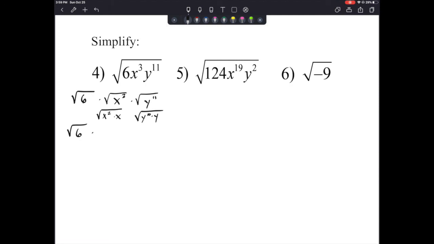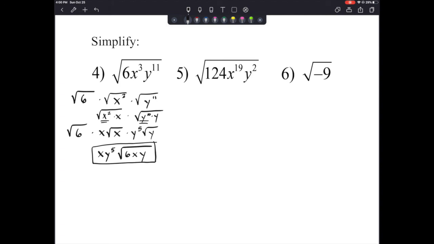When we take our square root, our x comes out, and we're left with the square root of x. For this one, our y to the 5th will come out, and then we still have the square root of y left over. And now we'll just patch together everything that is on the outside, so x, y to the 5th. And then everything on the inside will go back in, 6x, y. That is our answer.